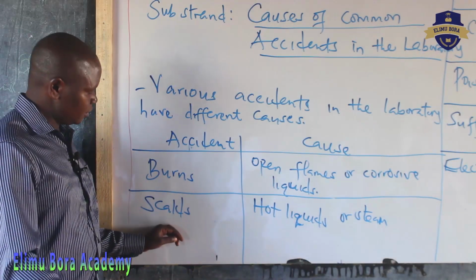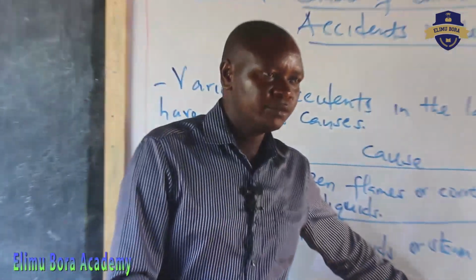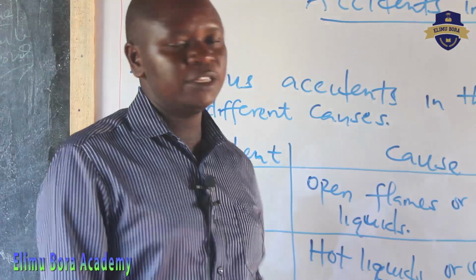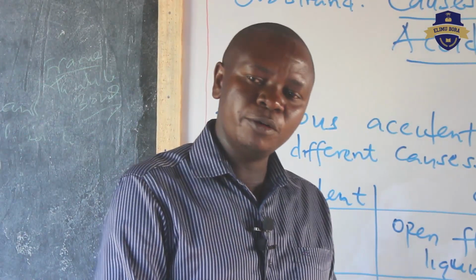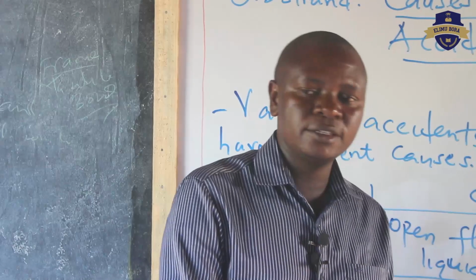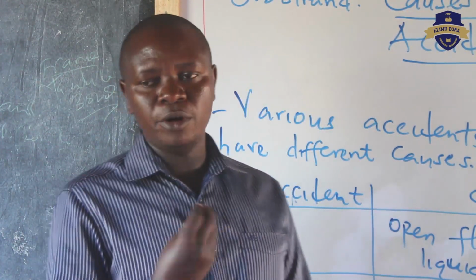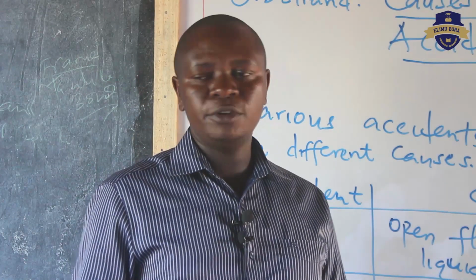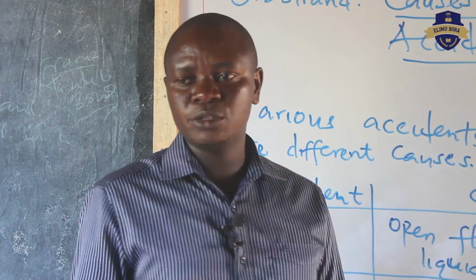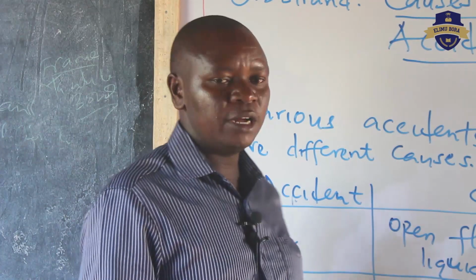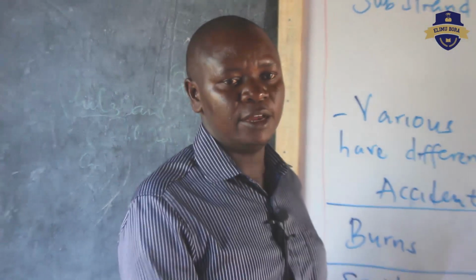Another one is the scalds. Scald is caused by what? Hot liquid or steam. So when you talk about the hot liquid, for example, in the laboratory, we need to boil water up to 100 degrees Celsius. So by bad luck, because when you boil water, it normally produces what? Some vapor. And that vapor, that steam, is always hot. So when it comes in contact with your skin, you are likely to get what? A scald. Are we together?